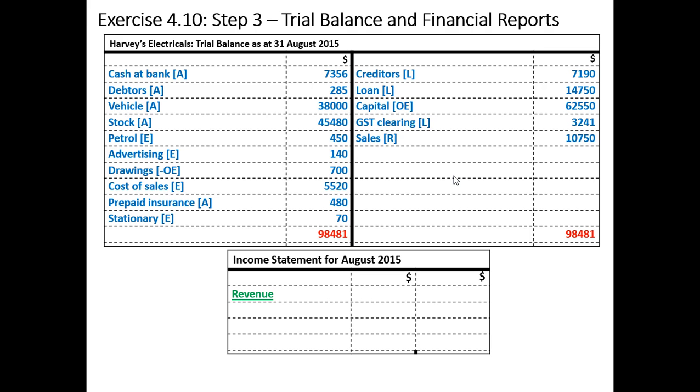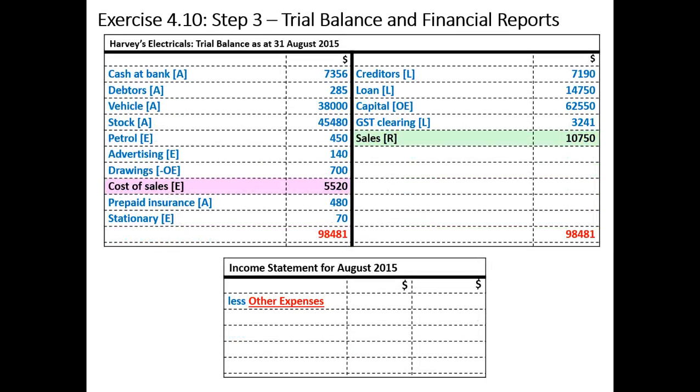So we'll start with the income statement and the revenues. Revenues always have credit balances, so I'm only going to look on the credit side, and I can see here I've got one revenue called sales of 10,750. So I'm going to put that in my income statement. I'll then take out the expense called cost of sales. That's always going to be a debit, so I'll write that in, and that'll give me what's called my gross profit of 5,230.